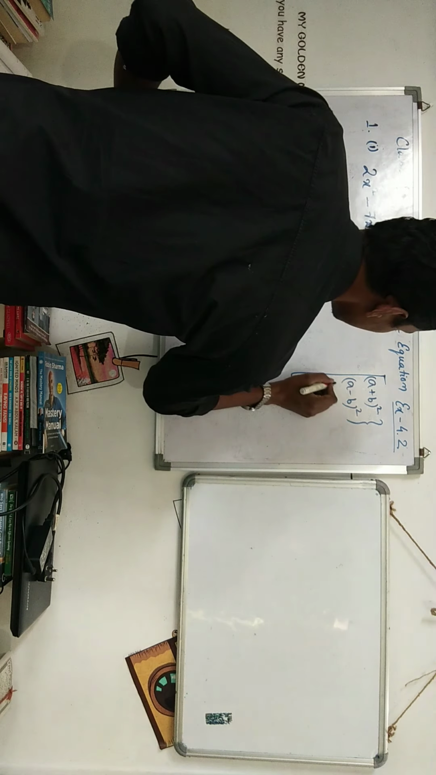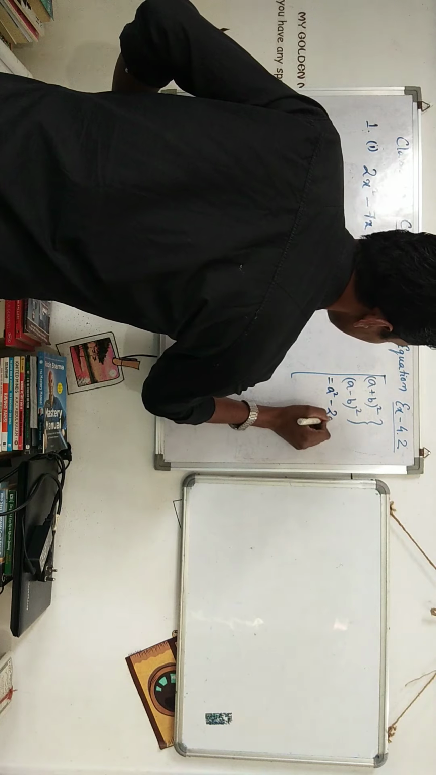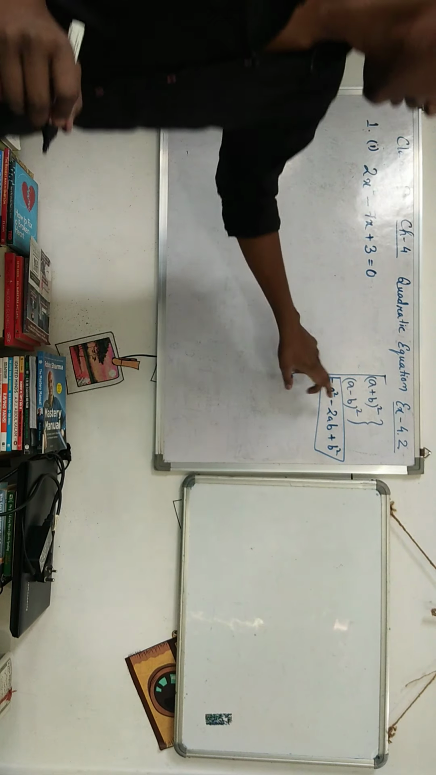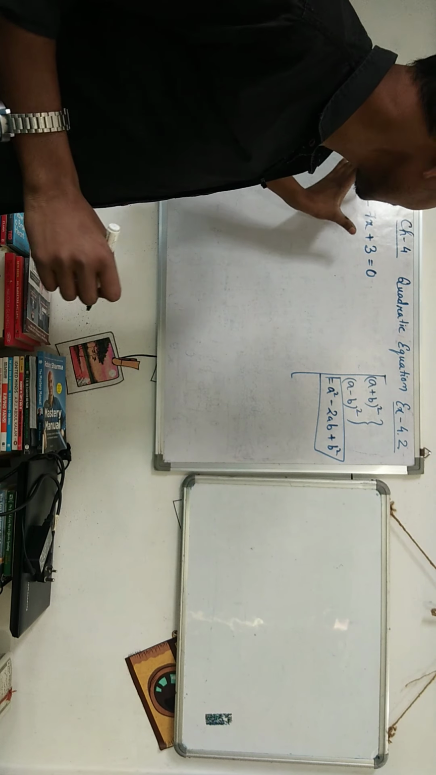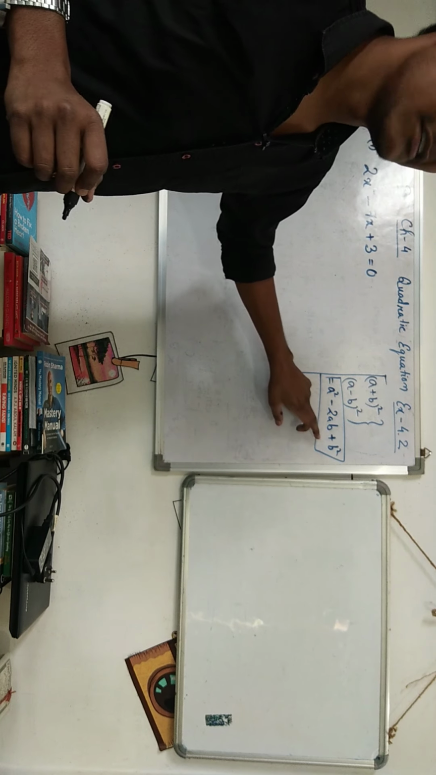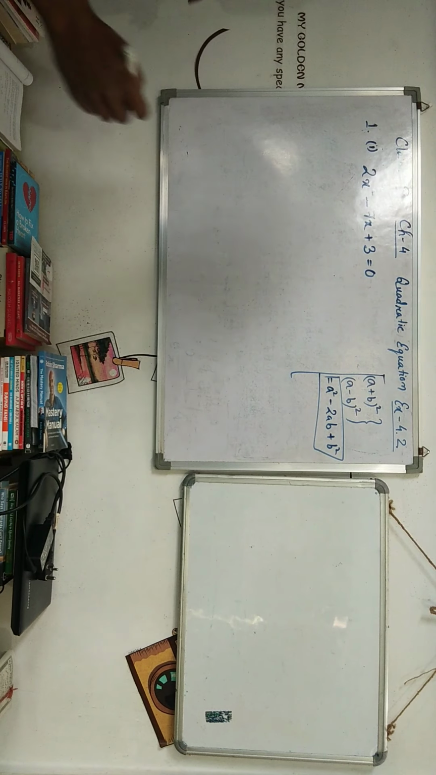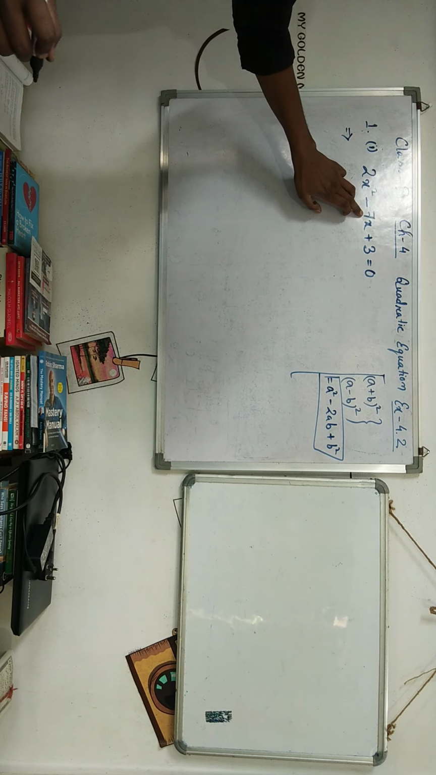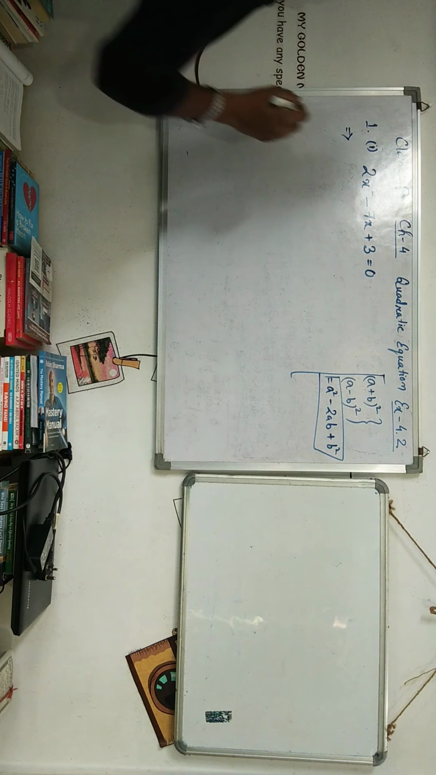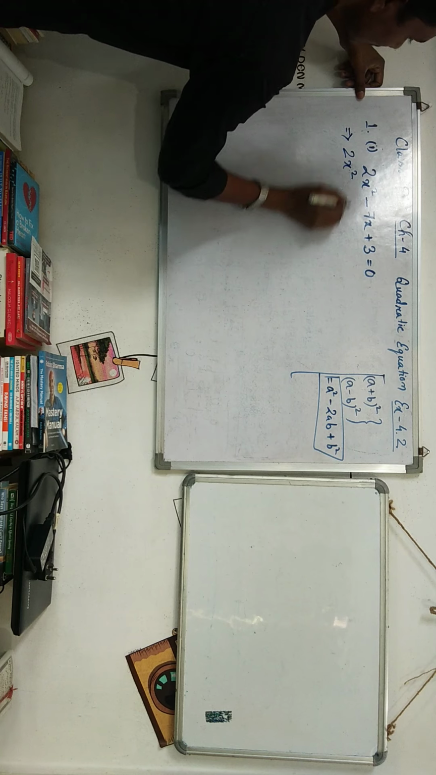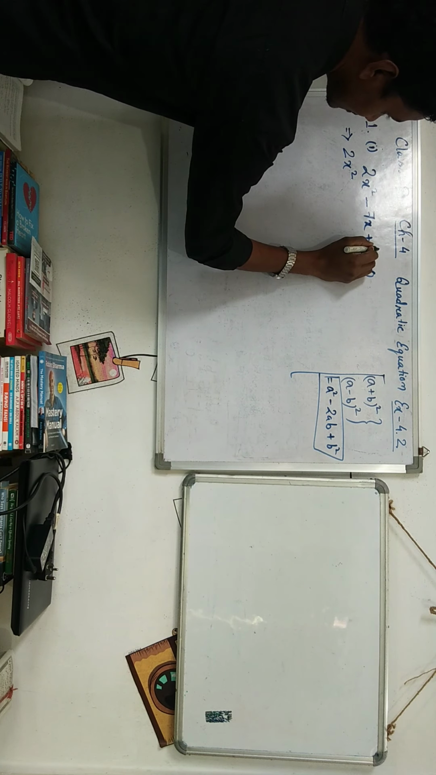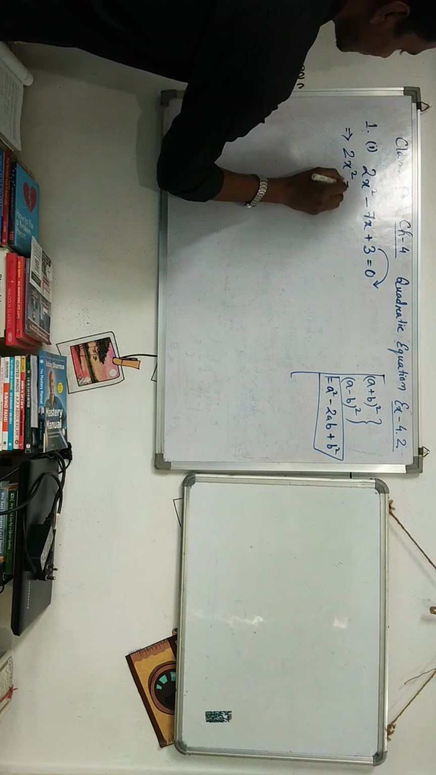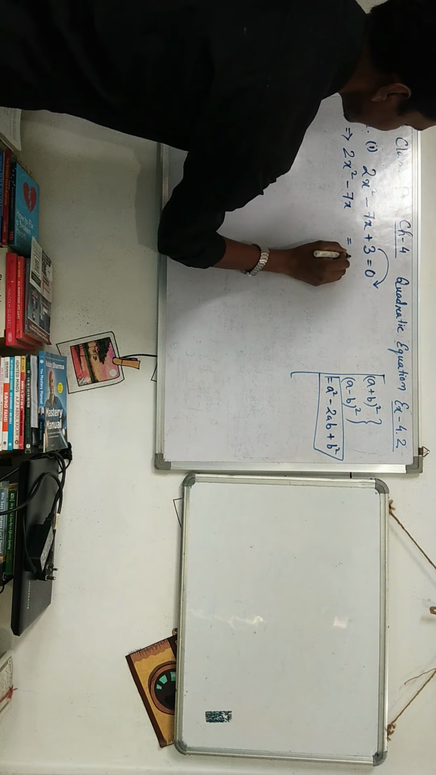We all know that a minus b whole square is a square minus twice ab plus b square. In the method of completing the square, we have to make the given question take a form like this. So let's proceed. The question is twice x square minus 7x plus 3. First, I will transpose the constant term to the other side.